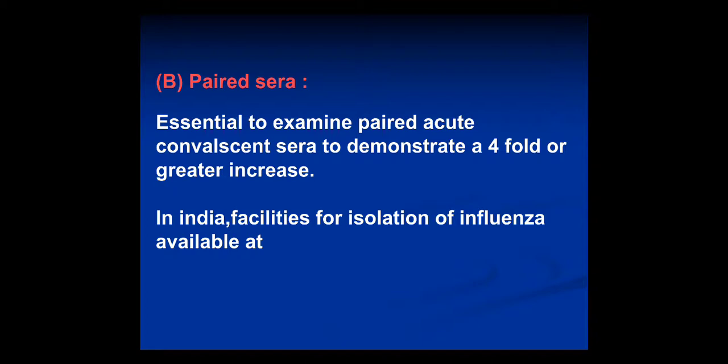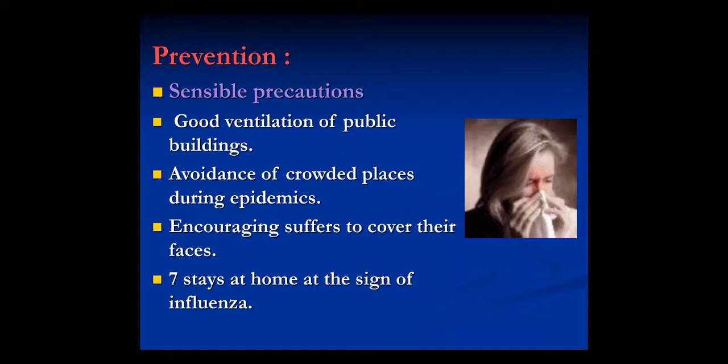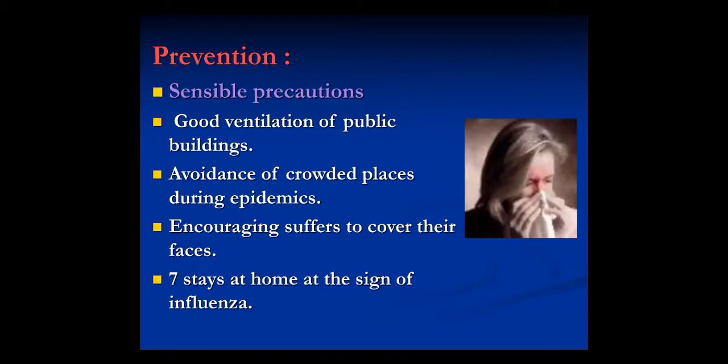Some other things: paired sera, that is essential to examine paired acute and convalescent sera to demonstrate a 4-fold or greater increase is also can be done. So these are the facilities in India, that is Mumbai, Kolkata, New Delhi, AIIMS. Then you have Vallabhbhai Patel Chest Institute, Delhi, Pune Armed Force. All these places where you can get the specific viral testing done and diagnosis of these viral cases.